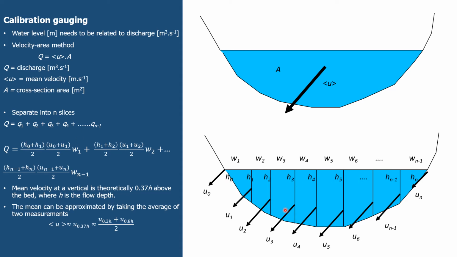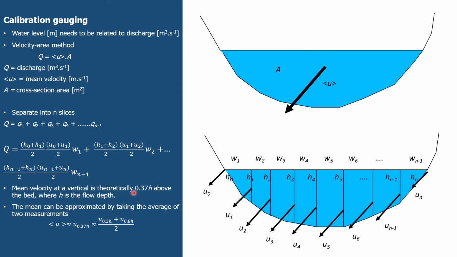Where do we measure the velocity? Well, we don't measure the velocity near the surface, we don't measure it right at the bed. If we want to get an estimate of the mean velocity in one vertical section, we measure it at approximately 0.37 h above the bed, where h is the flow depth. In other words, 37% of the way from the bed to the surface. Theoretically, that's where the mean should be located.